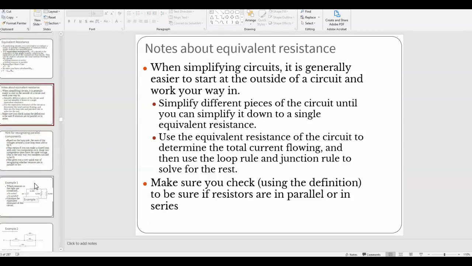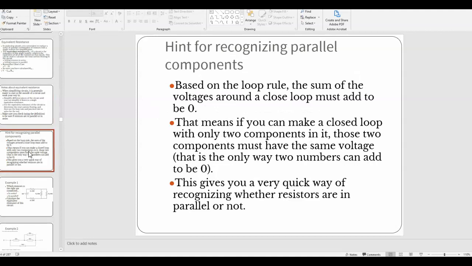Okay, now, just to give you one more hint, as far as how do you recognize parallel components? What happens a lot of the time is people will see a parallel circuit and then they'll get it into their mind that a parallel circuit has to look a certain way. Okay, but remember there's a specific definition for being in parallel, and that means that the components all have the same potential difference. Okay, so add this to your notes here.